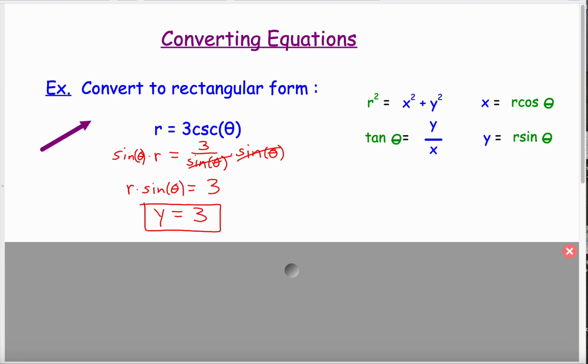And now I've converted. I had an equation in polar, now it's in rectangular. This had r's and thetas, no more r's and thetas, and it just has a y equals. Doesn't have an x, but that's okay. Sometimes it has both x's and y's. Sometimes it just has one or the other.